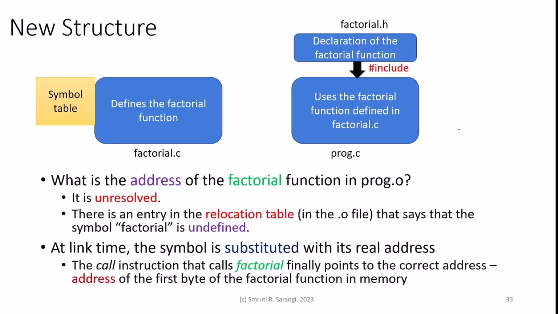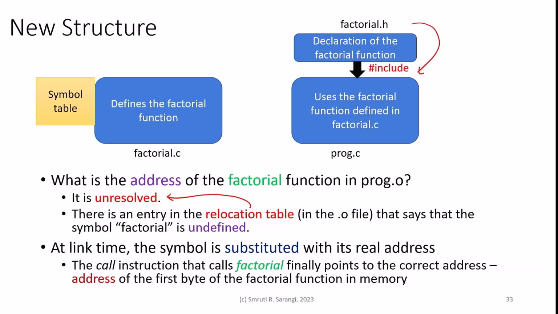So where do we stand now? We have a factorial.c which has a symbol table, and the symbol table in no uncertain terms says that I am exporting the factorial function. I have my proc.c which #includes the factorial.h file, which provides it the signature. And the proc.o will have a relocation table which will say that the factorial entry is unresolved, which means I'm using it but I don't know where it is.